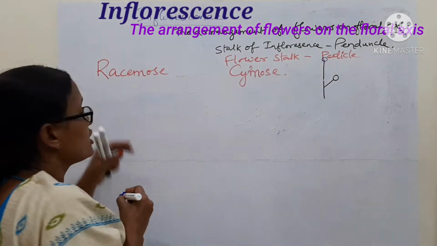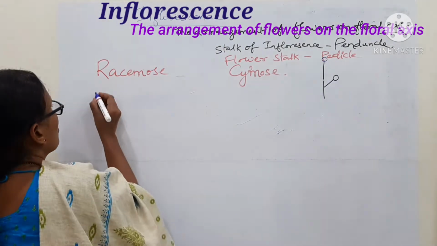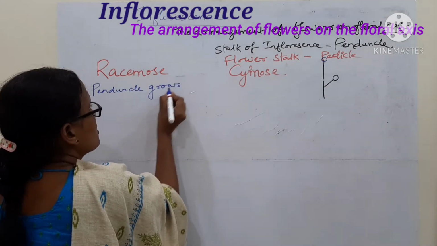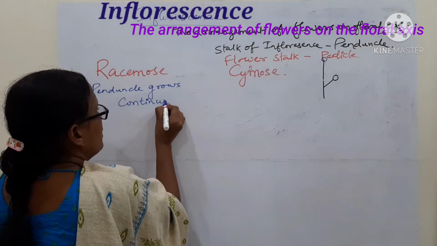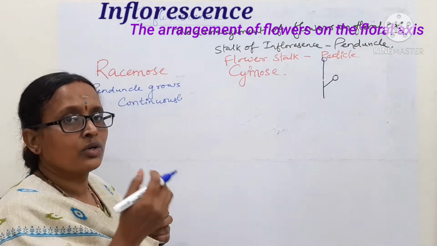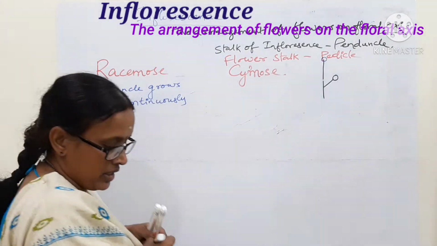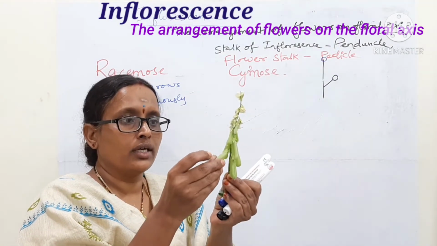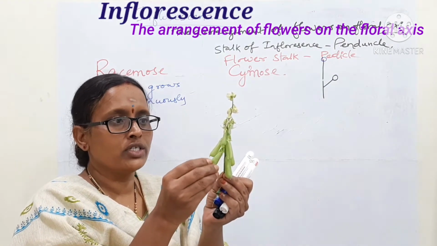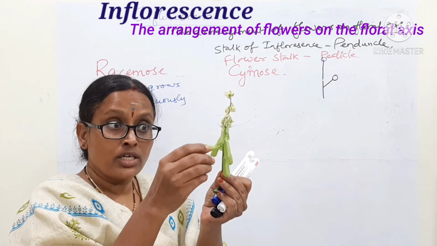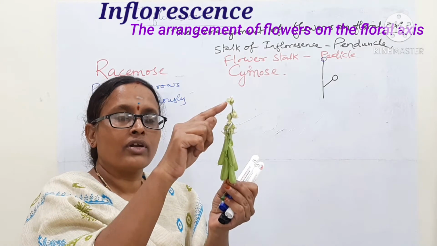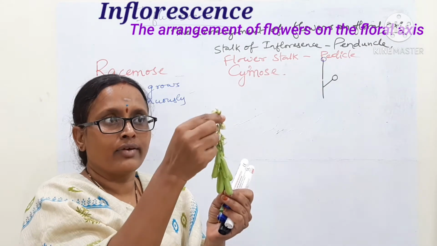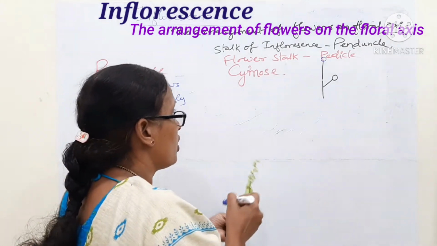So what is racemose inflorescence? In this, the peduncle grows continuously. If you take this example, the fruits have already formed, pollination has taken place. The larger, older flowers are at the base, and the smaller, younger flowers are near the apex.